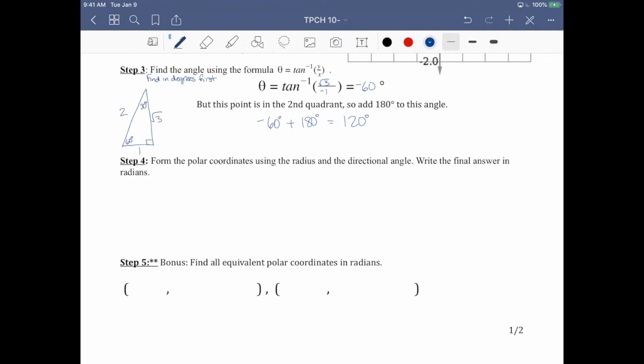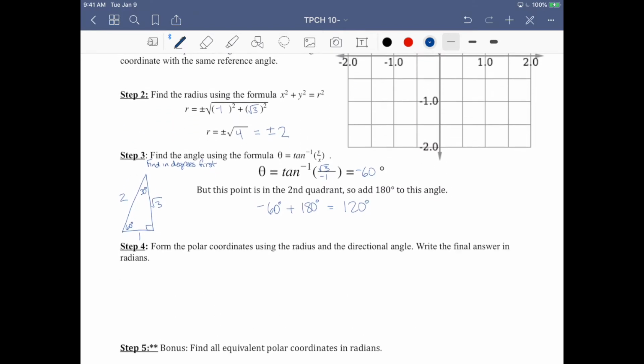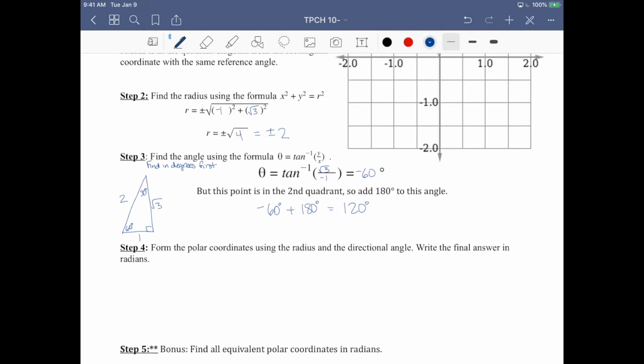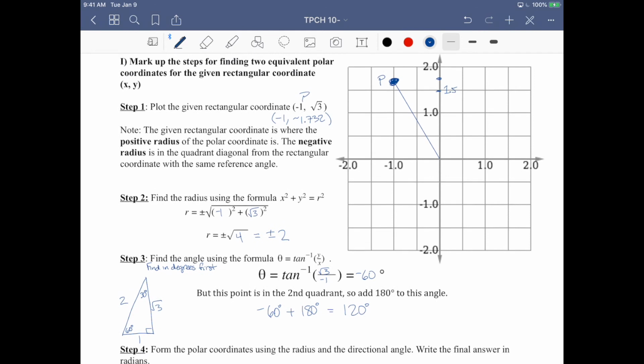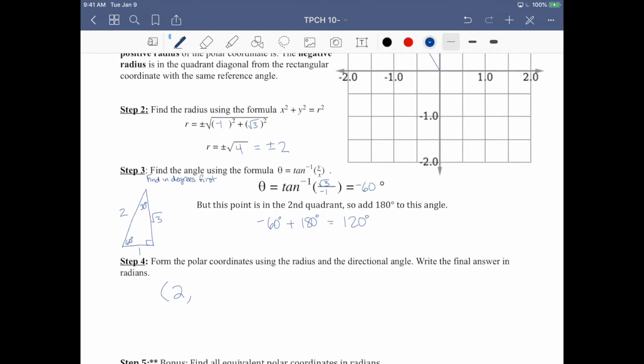All right, so step 4 says form the polar coordinates using the radius and the directional angle, right? The final answer in radians. So we have from step 2 plus or minus 2. So my positive radius is going to go with my angle of 120 degrees. My negative radius is going to go with the -60 degrees. Okay, so if I just convert to radians, this is 2 pi over 3, and this one is -2 pi over 3.